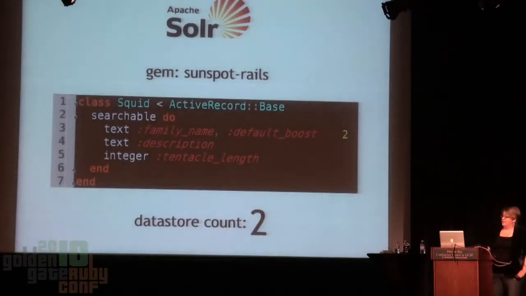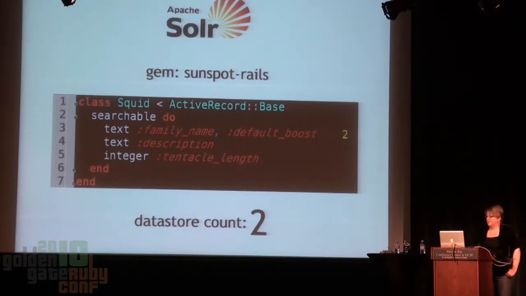Then the product owner comes along and tells us the customers want free text search of the set of squids. So we install Sunspot, and we add Solr free text search by adding a searchable block to our model, which describes what attributes get indexed in Solr and how they are retrieved. So we're up to two.